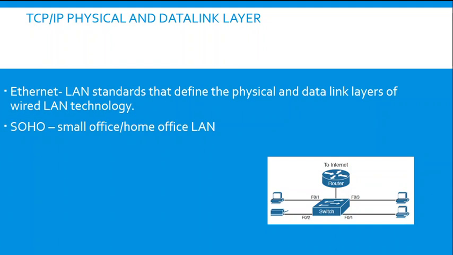We have, of course, as I mentioned in the last chapter, the TCP/IP physical and data link layers, Internet to LAN standards that define the physical and data link layers of wired LAN technology. We have SOHO, small office and home office LAN. As you can see from the illustration, we have a router and switch, which are connected with their interfaces to the host devices. We have three computers and one printer.